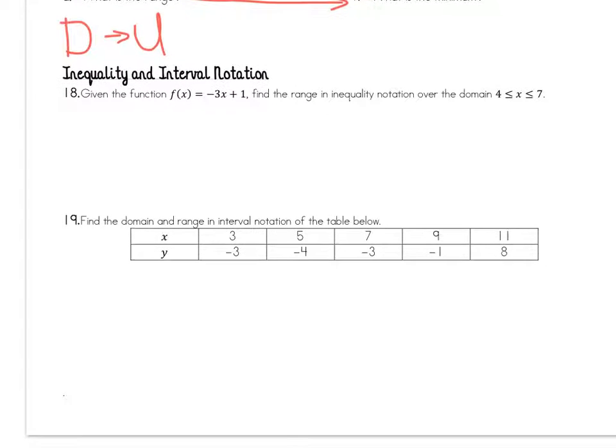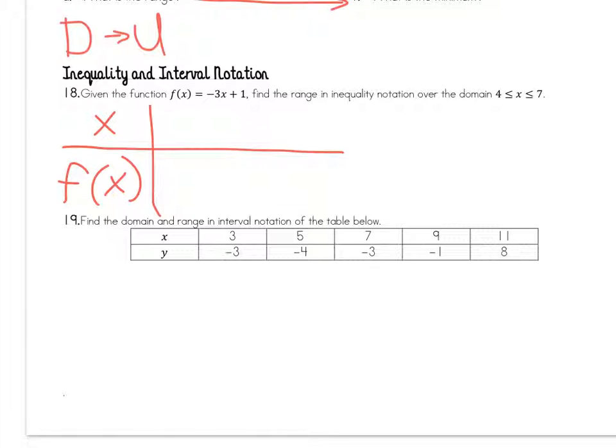Moving on to inequality and interval notation. Remember, whenever we see functions and we're dealing with inputting numbers, it's always best to make a table. So input numbers to get numbers out. Make a table of this situation that's happening. We have the function x and f of x, and they gave us a range of numbers. In this case, the range of numbers deals with the domain. We're inputting 4, we can do 5, 6, but we stop at 7.